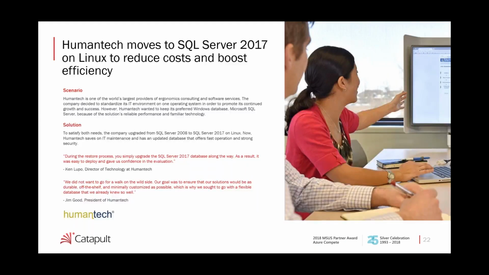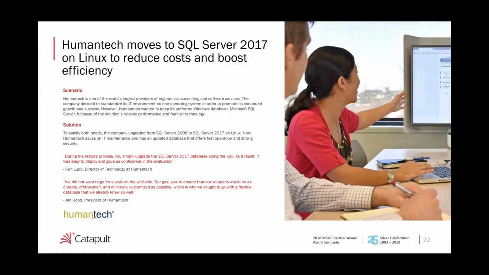So Human Tech is another company. They're one of the world's largest providers of ergonomics consulting and software services. What they were after is to standardize their IT environment. So not only did they want to take advantage of end of support and move SQL Server to the latest and greatest versions, but they also wanted to standardize their IT environment. In that case, they wanted to have one operating system, which was Linux. They also wanted to make sure that they still use SQL Server because they were using that already on premises. So what they did was they migrated SQL Server 2008 to 2017, and they did that on Linux and on the cloud.